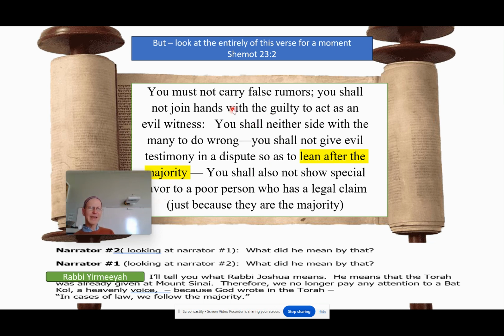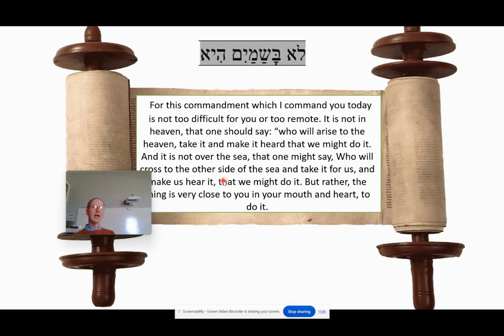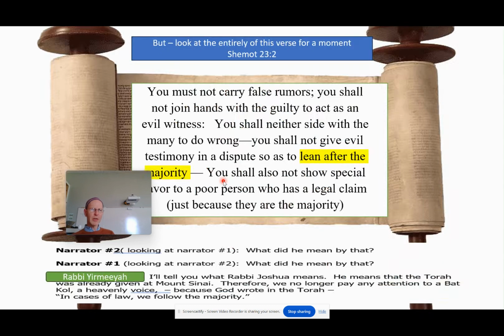So basically, Rabbi Yirmiyah is also doing his own kind of textual cutting and interpreting without looking at the context. And so in a way, Rabbi Yirmiyah's statement is almost a commentary on something that Rabbi Joshua just did. Rabbi Joshua did this kind of taking out of context and using those words as justification. And Rabbi Yirmiyah does the same.